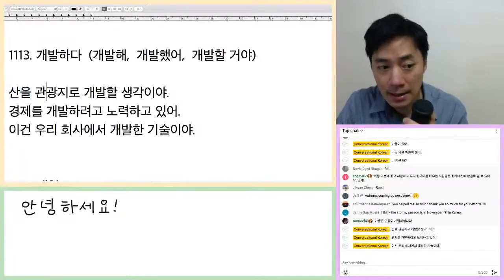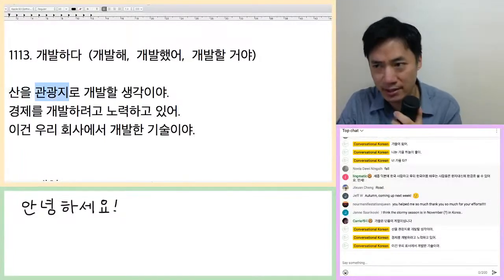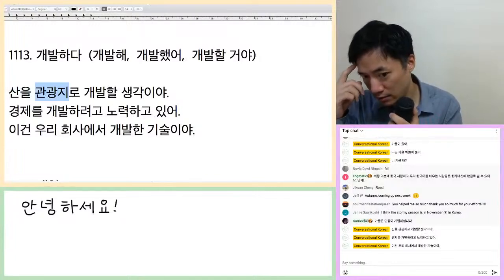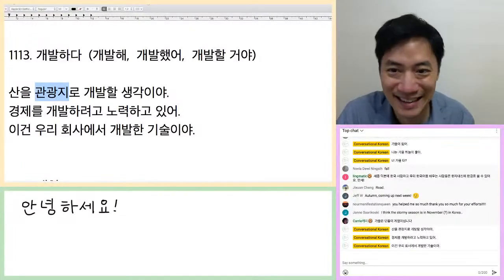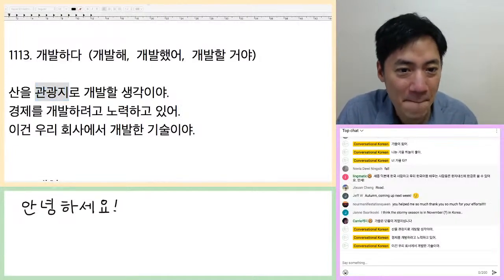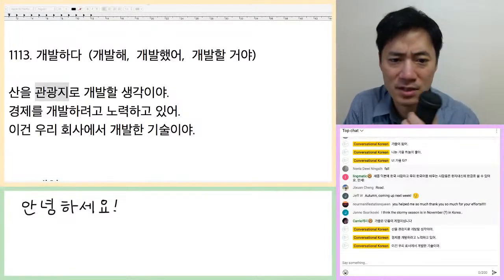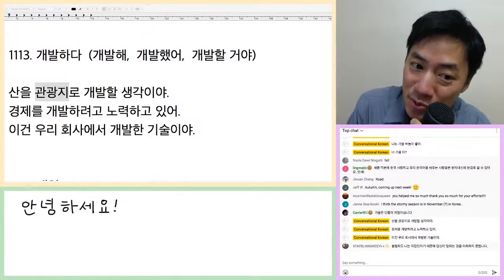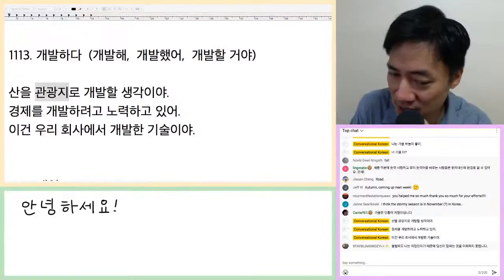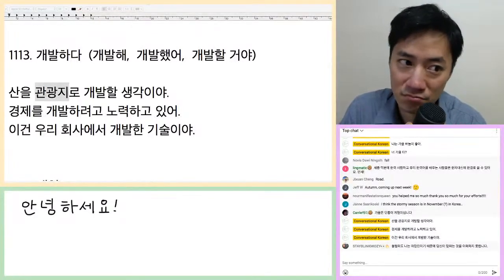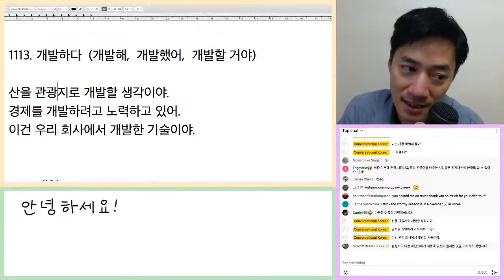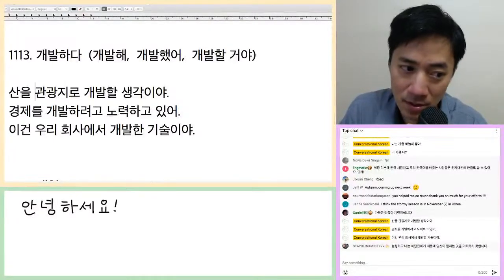산을 mountain, 산을 관광지, like touring sites, 관광지. Hold on, please. Like a tourist attraction, or something like that. A place you go when you travel to a new country. 관광지, like the Eiffel Tower in Paris, or maybe the Colosseum in Rome, or the Grand Canyon in the United States, something like that.